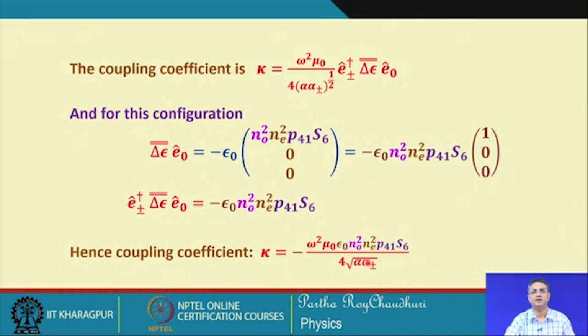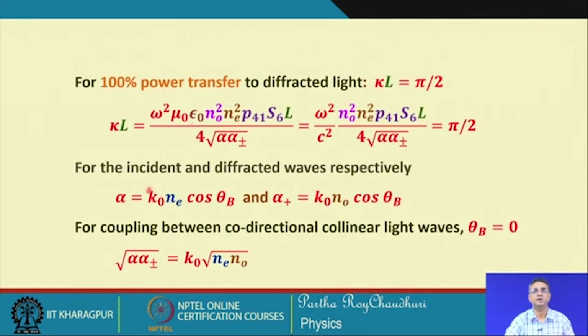For Bragg angle diffraction, this alpha plus and alpha minus will be the same, and we can reduce this to only alpha. But otherwise, the incident and diffracted waves are related by this, as we have seen, for this k 0 n e and cosine of theta b, which is the Bragg angle.